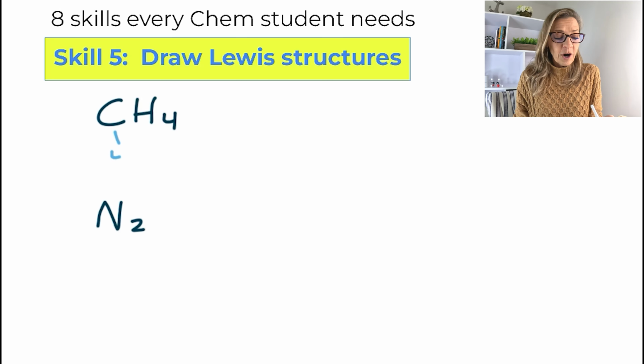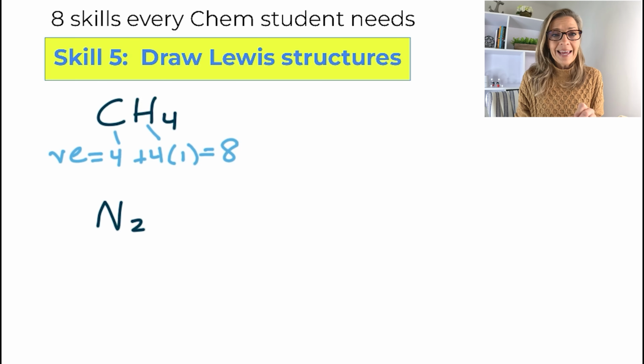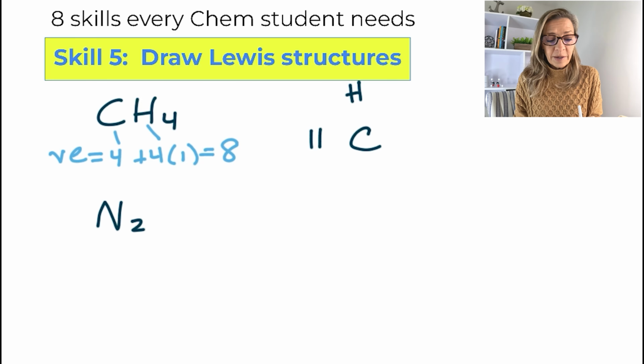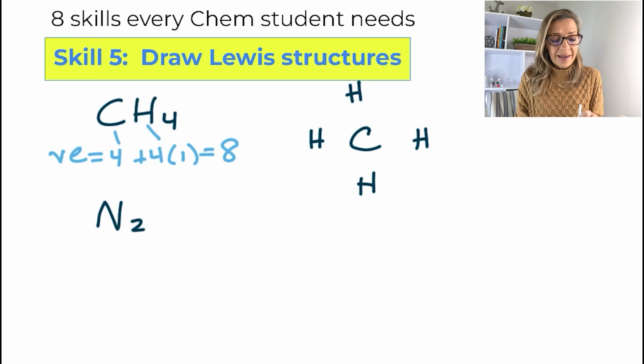Valence electrons for carbon: 4, and then we have 4 hydrogens, and each one has 1. So first of all, valence electrons equals 8 total. You need to know this so that you can draw these structures. Now, guess the central atom. Hey, let's go with carbon, surrounded by 4 hydrogens. Okay, and then we're going to position those electrons around.